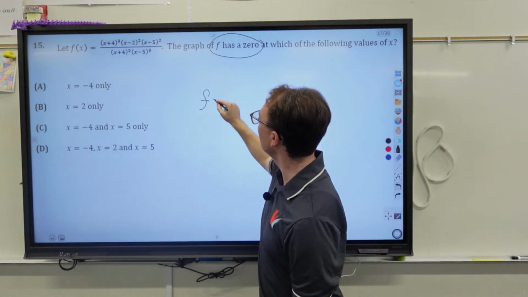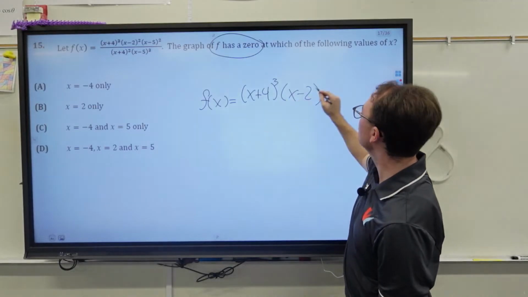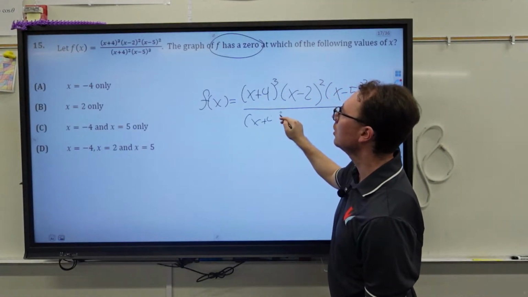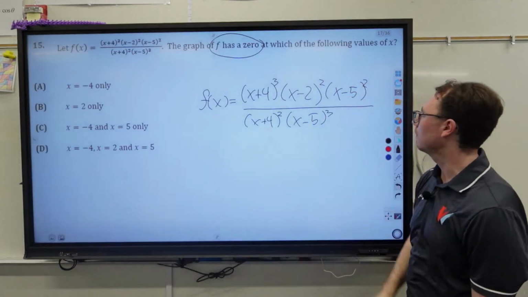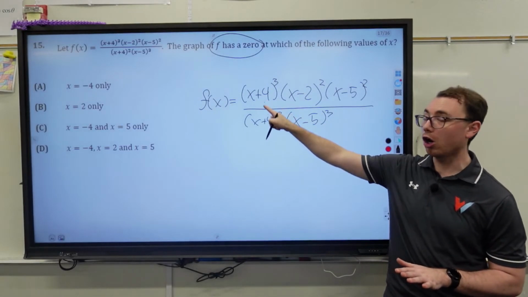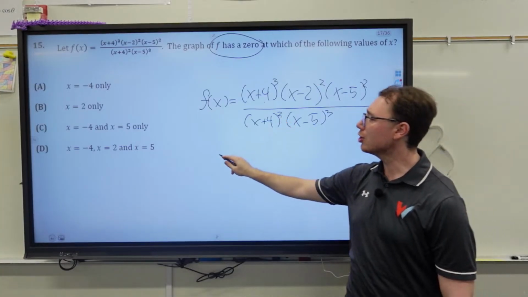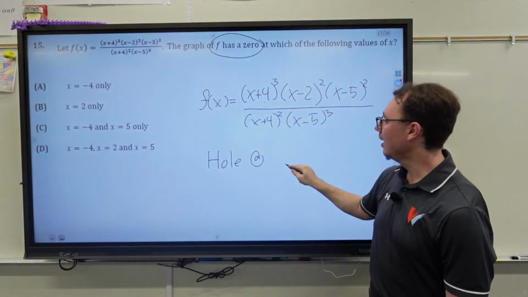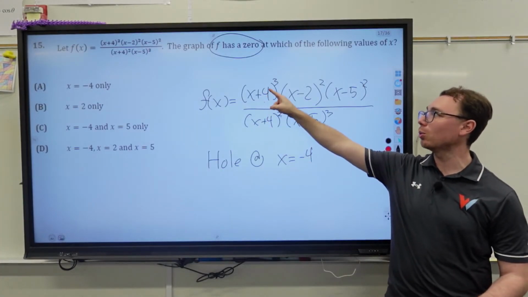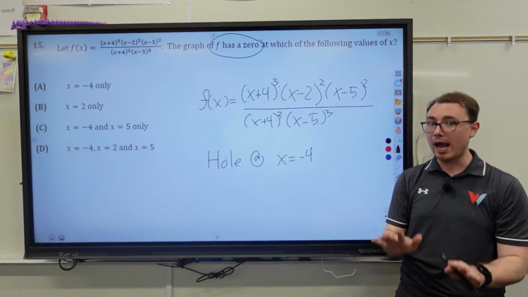We have f of x equals (x plus 4) to the third power, (x minus 2) to the second power, and (x minus 5) to the second power, all over (x plus 4) to the second, (x minus 5) to the third. For this problem, what I want you to see is that even though these factors are repeating and the numerator exponent is greater than the denominator exponent, there's still a hole at x equals negative 4. Because that binomial is in the denominator and repeats in the numerator, regardless of the exponent, it creates a hole at that location.